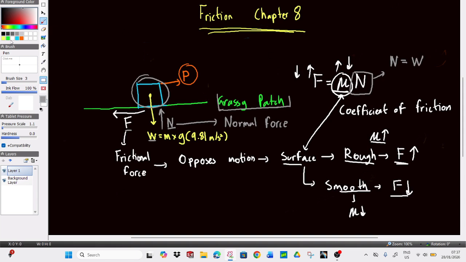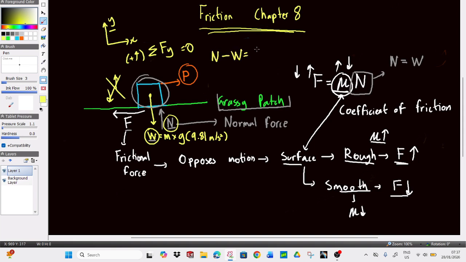Remember, if we're considering a two-dimensional case in terms of x and y, the only forces acting in the y direction are just your weight and your normal force. Since the box isn't moving up or down, the summation of Fy, if you take up to be positive, is 0. So N minus W equals 0, and of course N just equals W. That should be very clear.